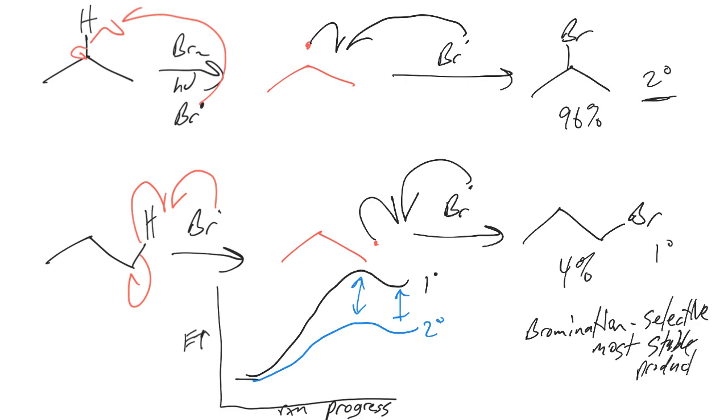forming primarily. Whereas in chlorination, it's much more reactive, less selective, and we get a larger mixture of products.